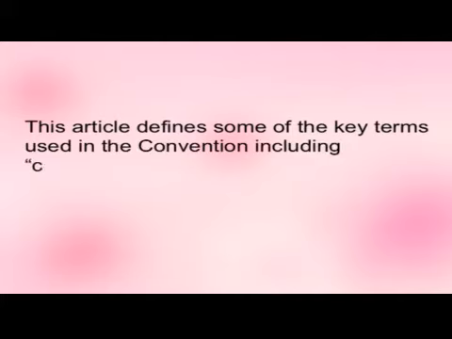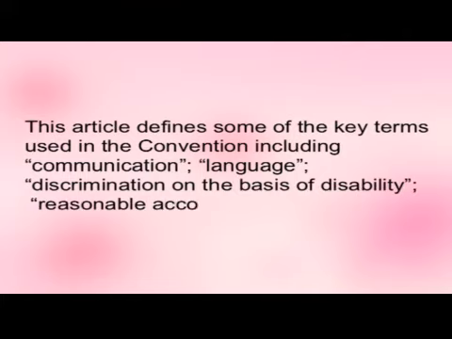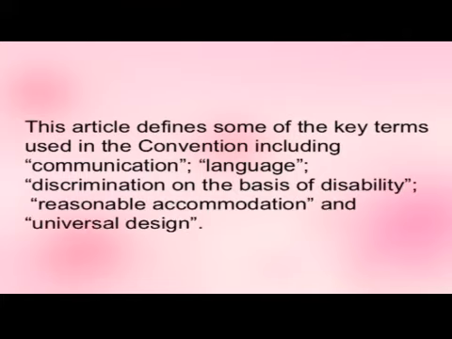Article 2, Definitions. This article defines some of the key terms used in the convention, including communication, language, discrimination on the basis of disability, reasonable accommodations and universal design. Article 3, General Principles. The convention is based on the principles of respect for dignity, non-discrimination, participation and inclusion, respect for difference, equality of opportunity, accessibility, equality between men and women and respect for children.